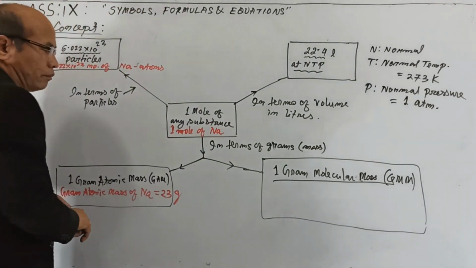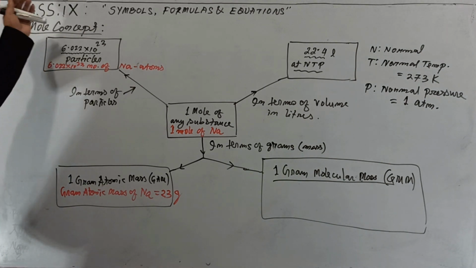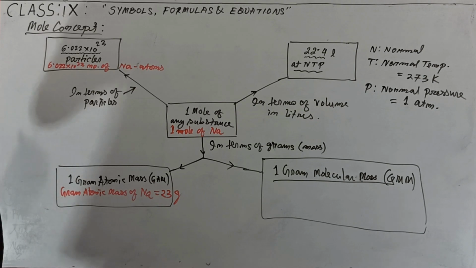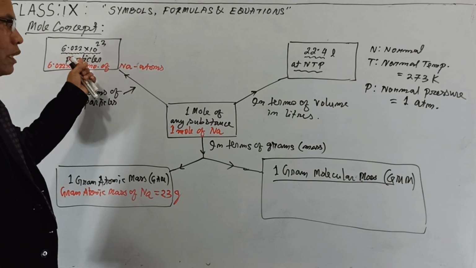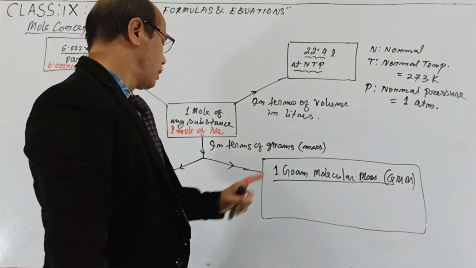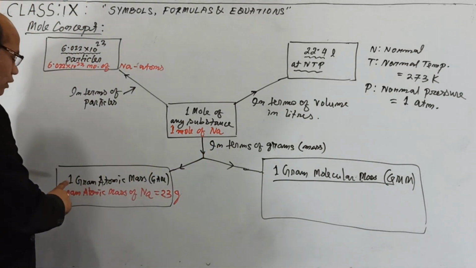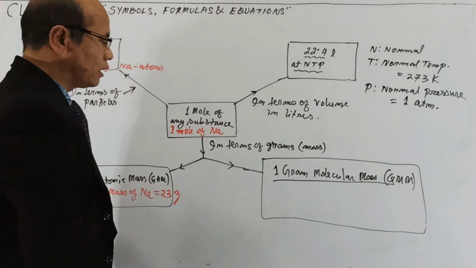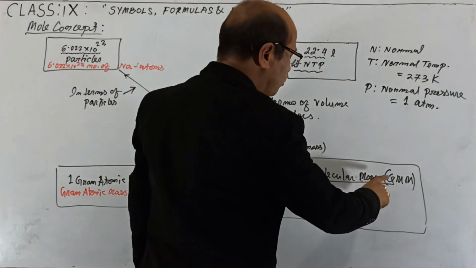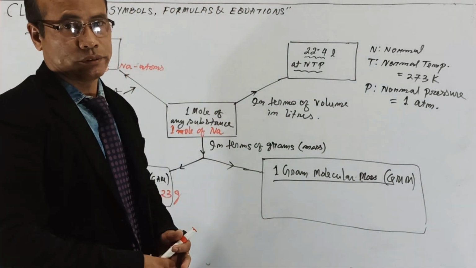So do you understand this? Can you write, when someone asks you what is meant by mole concept? I'm telling you once again, mole concept is nothing but a concept or idea which correlates the number of moles with the number of particles, with the number of liters, and its mass in grams. And that is equal to gram atomic mass if the substance is in the form of atomic state, and it is equal to its gram molecular mass if the substance is in the form of molecules. So this is called mole concept.